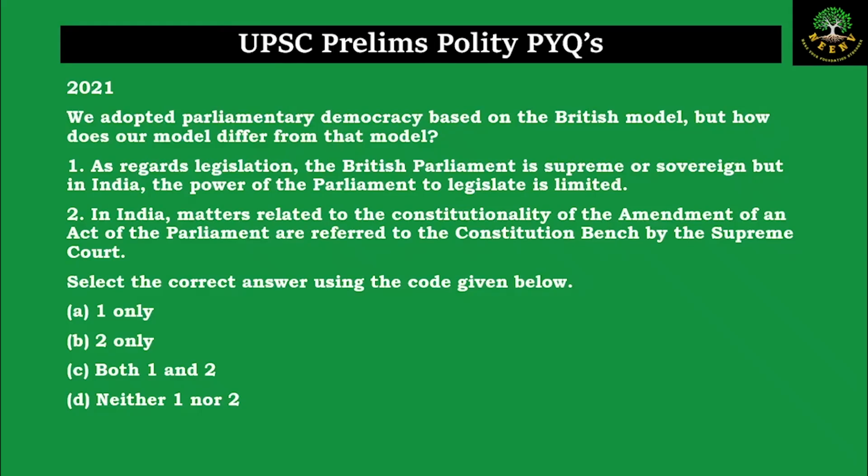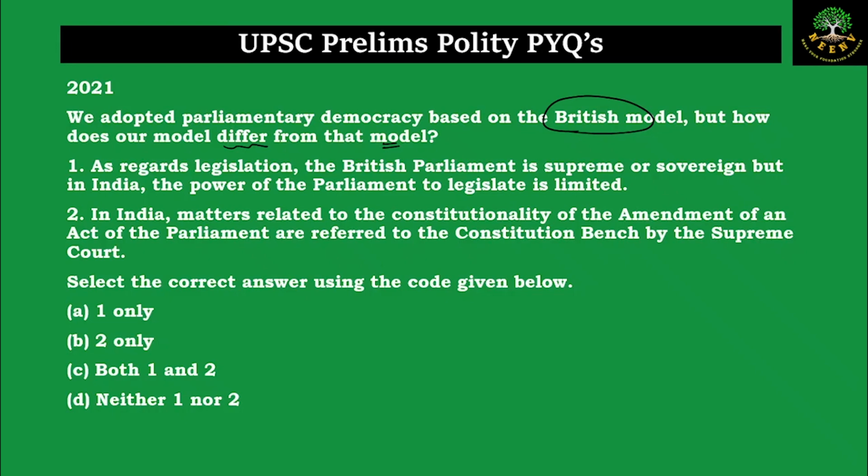Let us discuss the next question. This is from 2021. We adopted the parliamentary democracy based on the British model, but how does our model differ from that model? The question is clearly saying we adopted the parliamentary democracy based on the British model, that is the Westminster model. But how does the Indian democracy differ from British democracy?